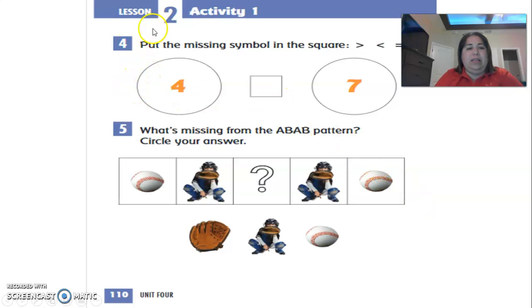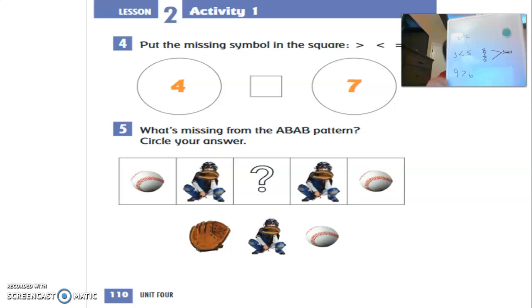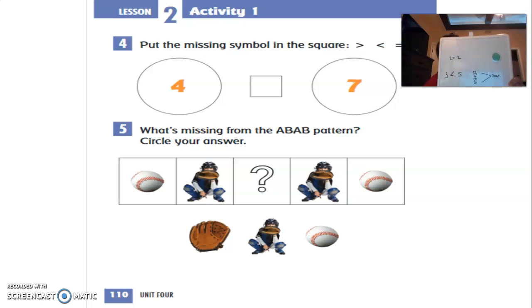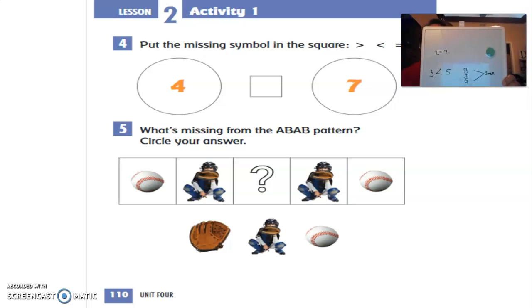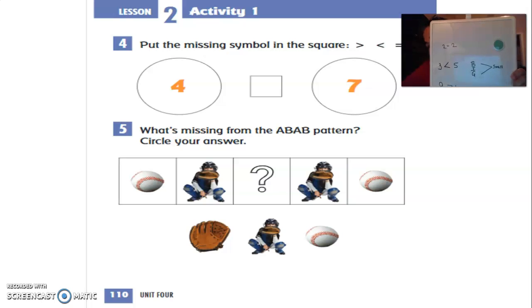Now, lesson 2, activity 1, problem 4. Put the missing symbol in the square. So it's greater than, less than, and equals to. And I have some examples here. Let me show you. Okay. So you see this one right here? 2 and 2? Those are the same numbers, right? So it's equal to. So it's an equal sign because they're the same.